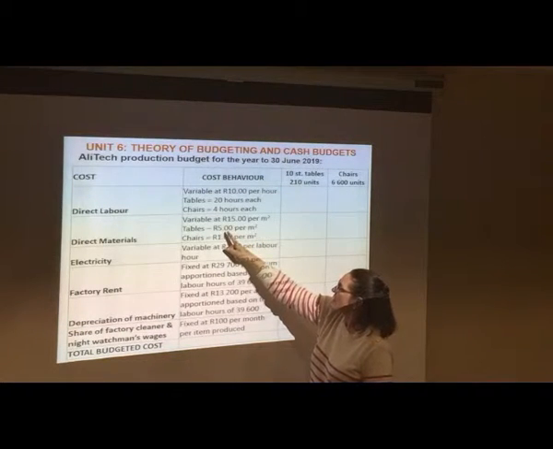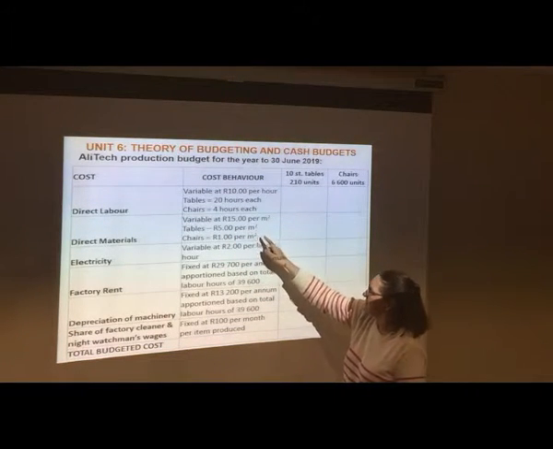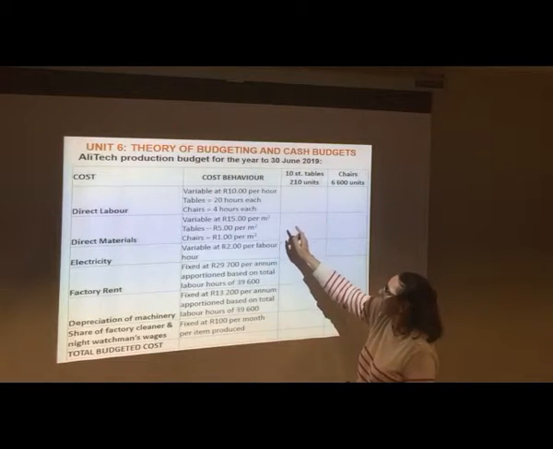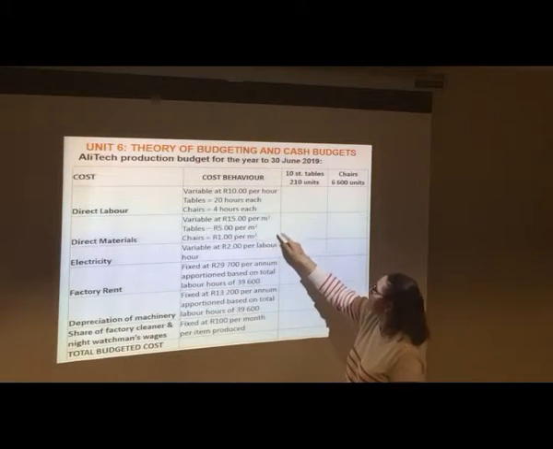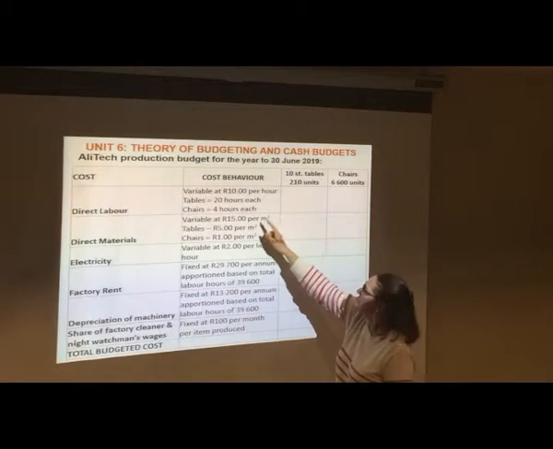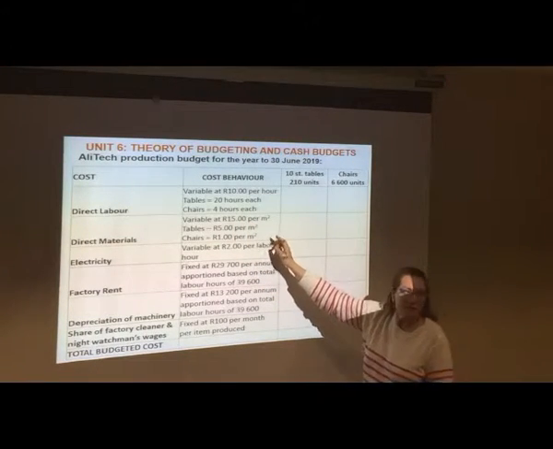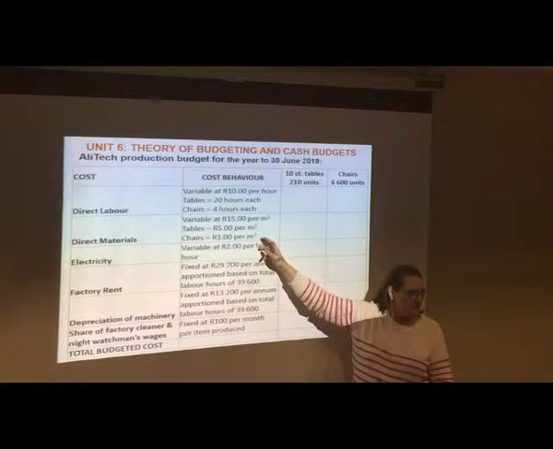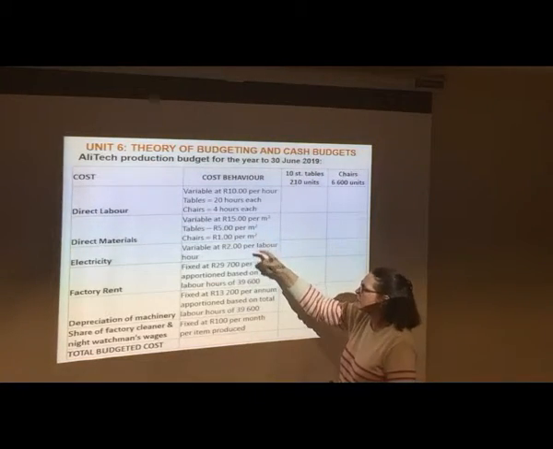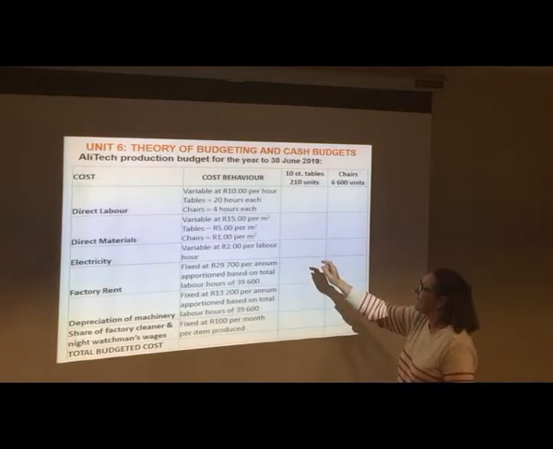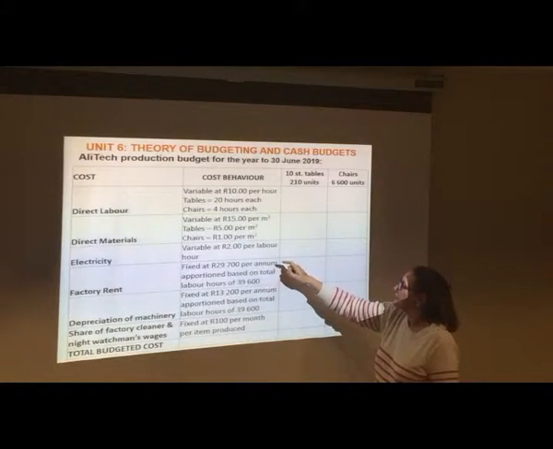So the tables are 5 meters per table. And the chairs are 1 meter per table. So it's 210 times 15 times 5 for the tables, okay? Do you understand the change? Okay, this is 5 meters, this is 2 meters. I must make the change. Okay, I'm going to make the change now.